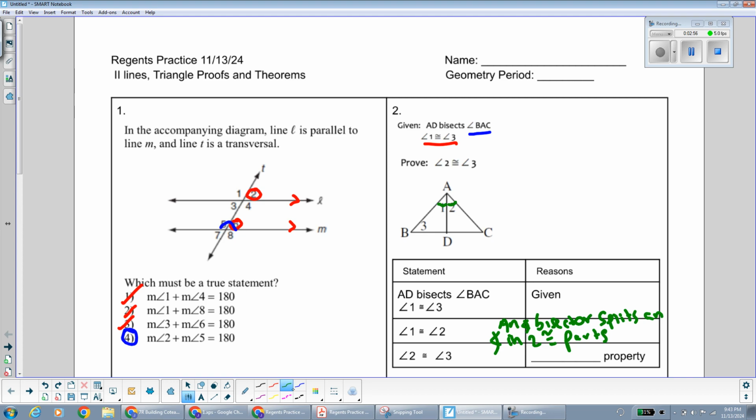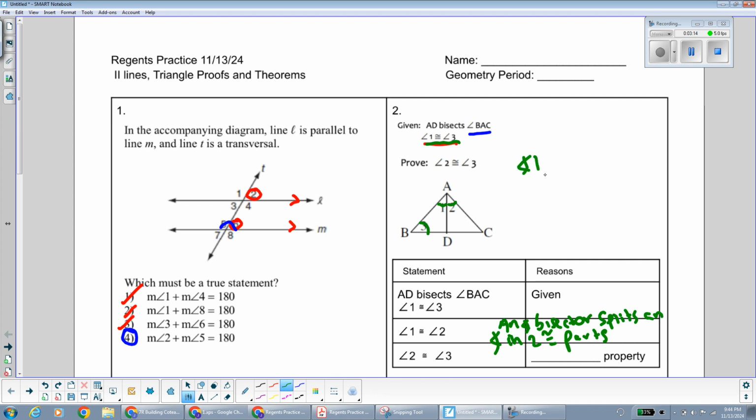Let me actually just use the same color because it's talking about angle 1 again, and we already have a mark on angle 1. Angle 1 is now congruent to angle 3, so I can put the same mark on 1 and 3 with the same color. And now we can clearly see that 2 does have to be congruent to 3. We just have to figure out why.